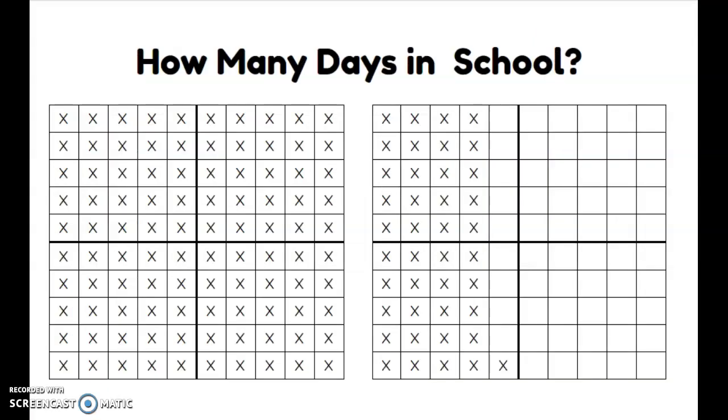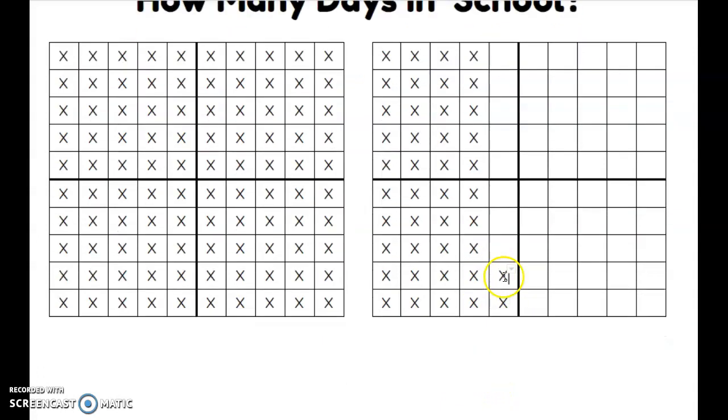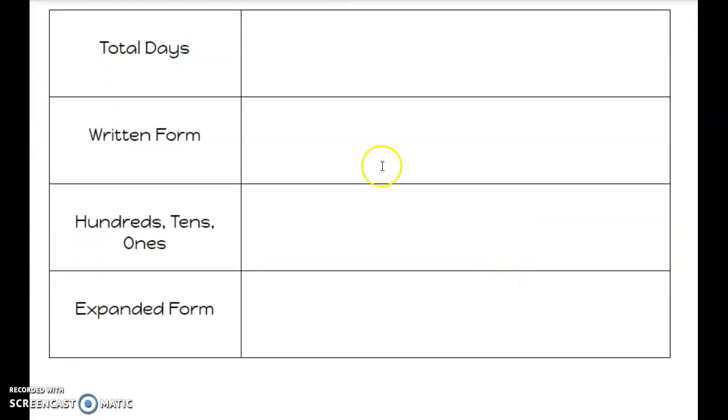So yesterday was 141 days. Let's add one more. Let's start at 100 and count on by tens. 100, 110, 120, 130, 140. Stop. 141, 142. Today is 142 days in school. Crazy.